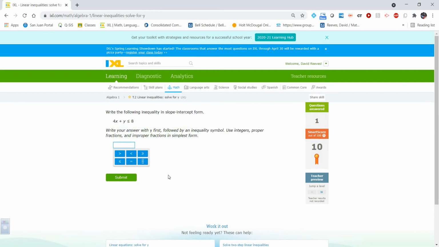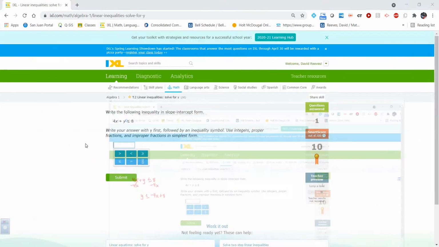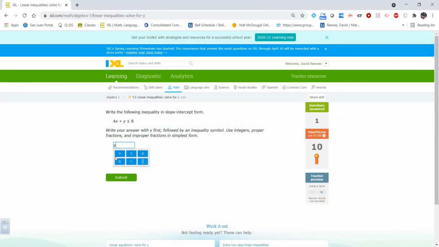All right, same idea right here. What do we have? We have 4x plus y is less than or equal to 8. My goal is to get that y by itself, so I get y is less than or equal to, and again, instead of writing 8 minus 4x, I'm going to write negative 4x plus 8. Y is less than or equal to negative 4x plus 8.